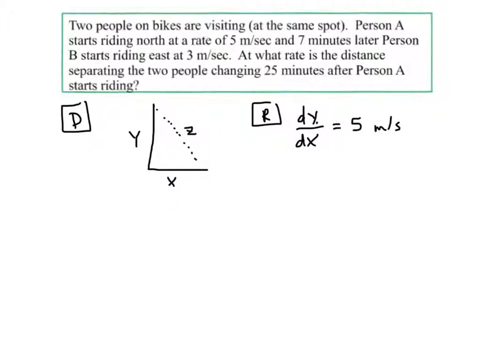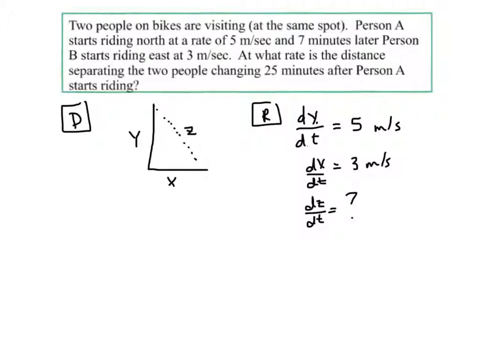I should label it. Should be dy/dt. I apologize. And dx/dt is 3 meters per second. And I'm looking for how their distance, dz/dt, is changing.